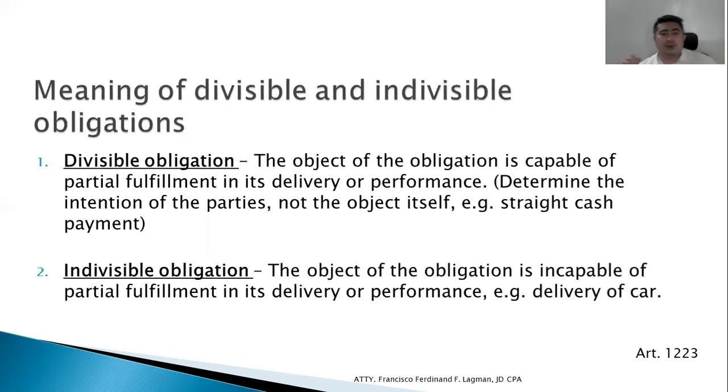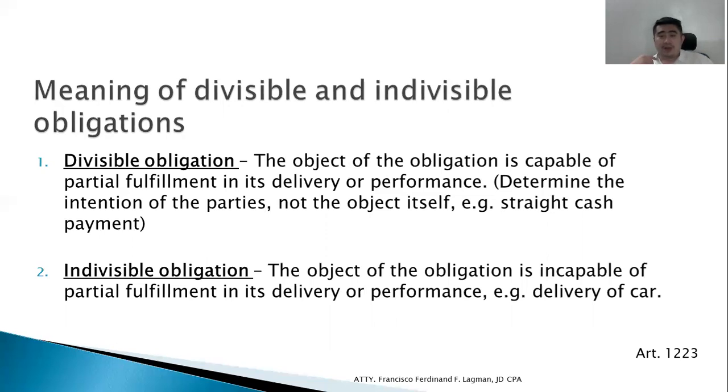Let's go now to divisible and indivisible obligations. What is a divisible obligation? A divisible obligation is one where the object of the obligation is capable of partial fulfillment in its delivery or performance. An example is payment of money. Money is actually divisible. You can divide money even into centavos. But class, take note. You have to determine the intention of the parties, not the object itself.